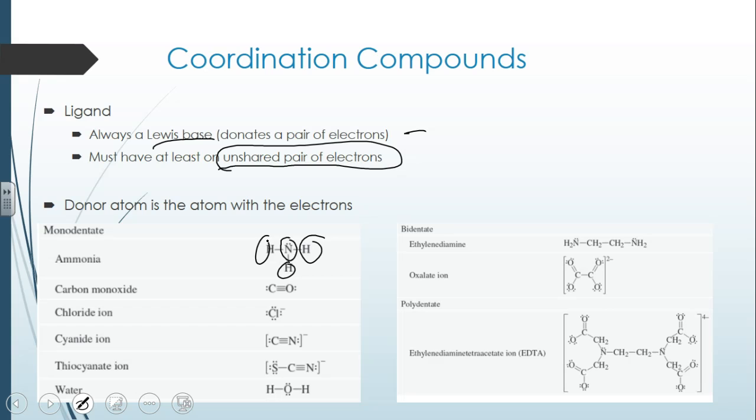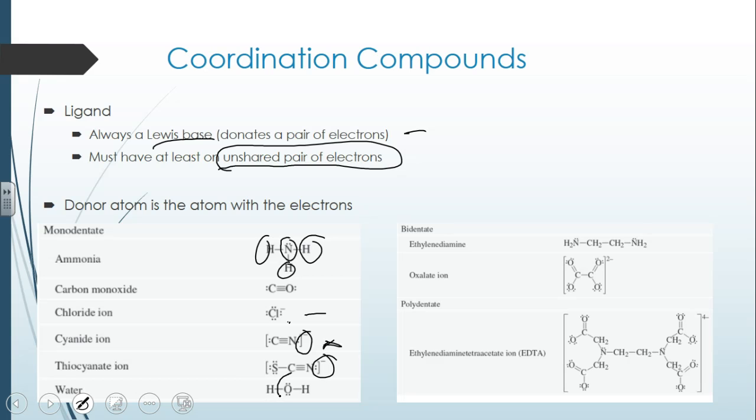Okay, so anything that you see that has a pair of electrons can eventually be what we call the donor atom, and more broadly, looking at the whole structure, the whole thing could be a ligand that goes onto these coordination compounds. So, obviously chloride, you can see the electron pairs. Cyanide ion, that should be something that's familiar to you. Maybe not thiocyanate so much, but even water.